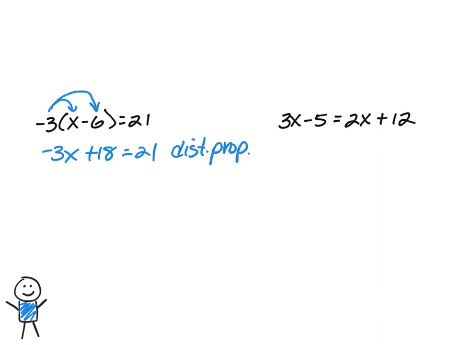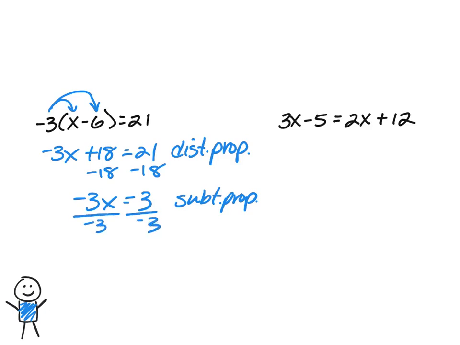Next, now that we don't have any more simplifying to do, let's undo the addition or subtraction first. In this case, we have the plus 18. We'll subtract 18 from both sides to keep it balanced, leaving us with negative 3x equals 3. That's true because of the subtraction property of equality. And the last step to get rid of this times negative 3 is we'll divide both sides by negative 3, leaving me with x equals negative 1. It's true because of the division property of equality.